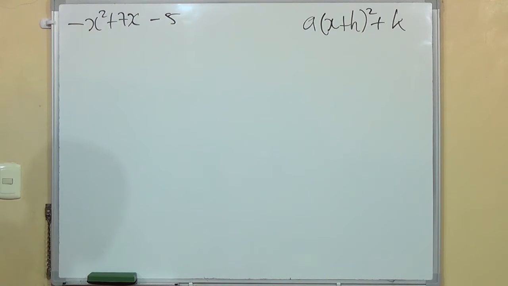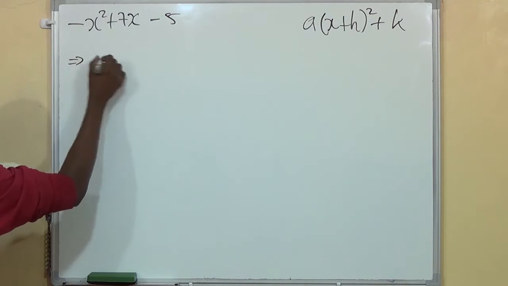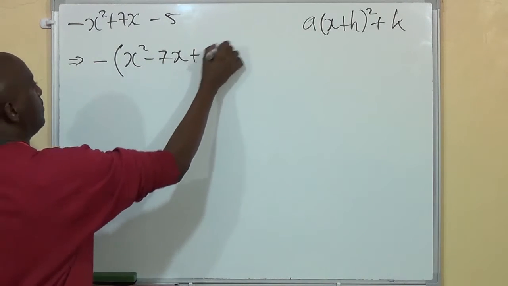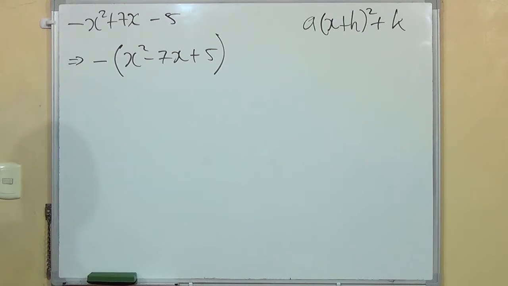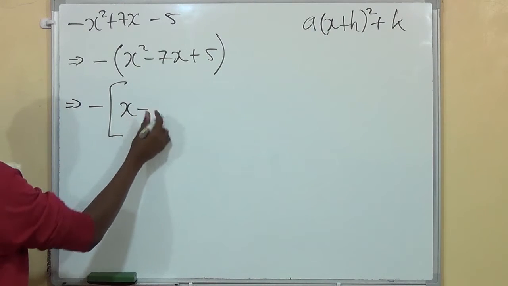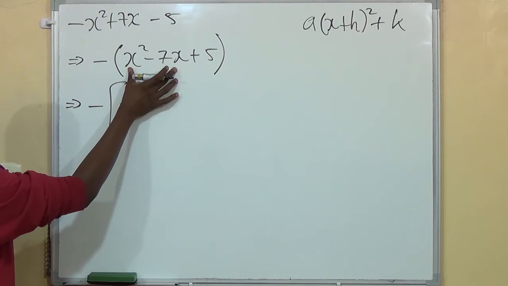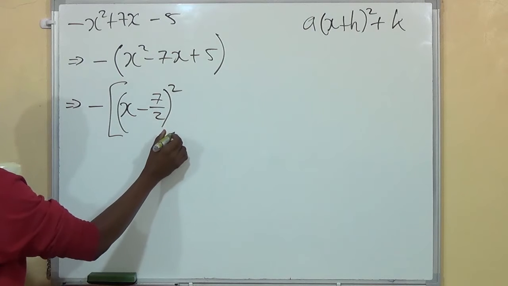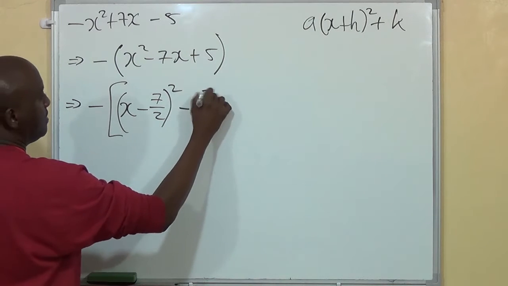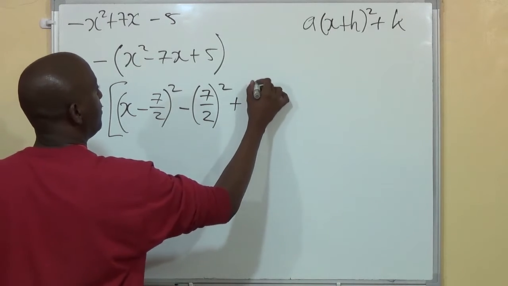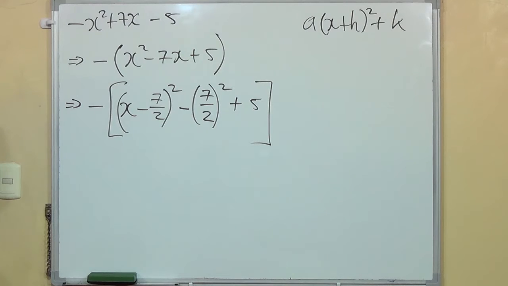So, as we did in the previous two videos where we had minus 1 as the coefficient of x squared, our first move here would be to factorize by taking the minus 1 outside. So we get minus into x squared minus 7x plus 5. And then having done that, we introduce the square brackets and we say minus into x minus 7 over 2, all to be squared, minus 7 over 2 in brackets, all to be squared, plus 5. Alright? So you see the thing.